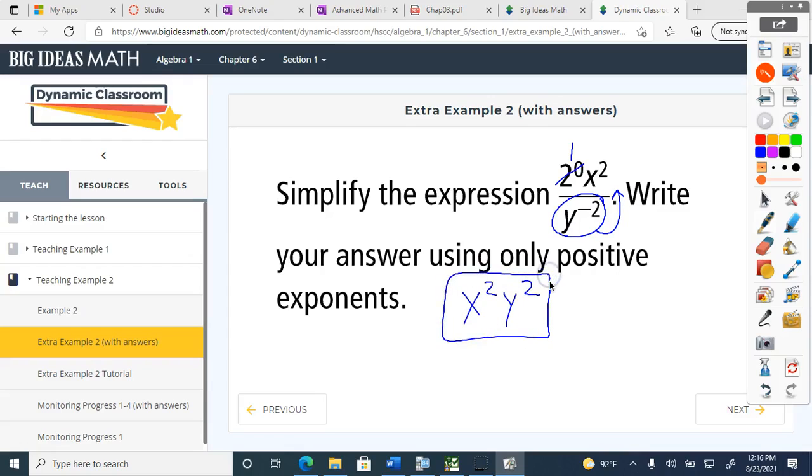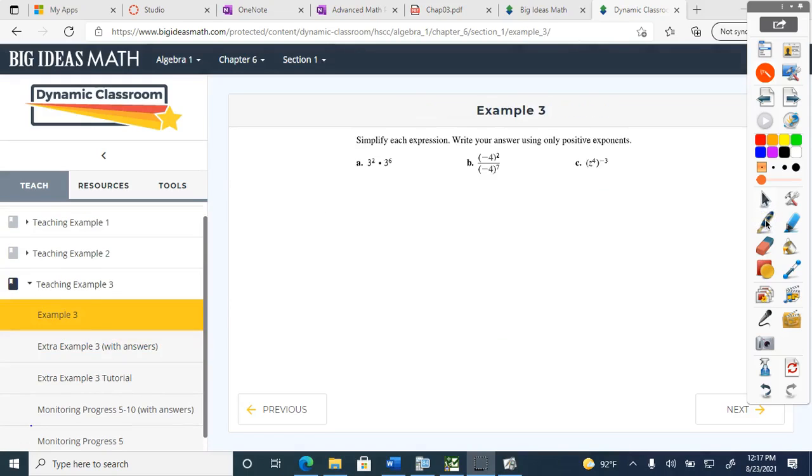And you have to put them in order, right? You're supposed to put them in alphabetical order. Yes. Keyword: supposed to. Would I count it wrong if you wrote y squared, x squared? Probably not. But they're not going to write it like that on a state test or an ACT or anything like that. All right. Everybody good on example 2? Awesome.